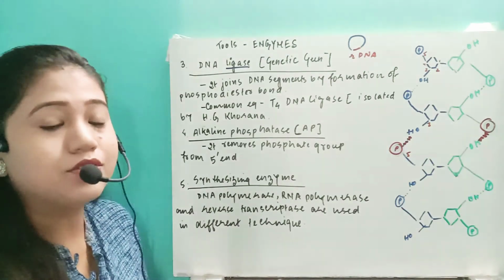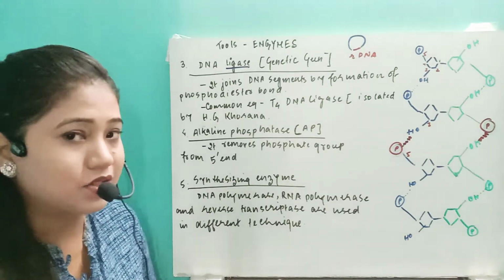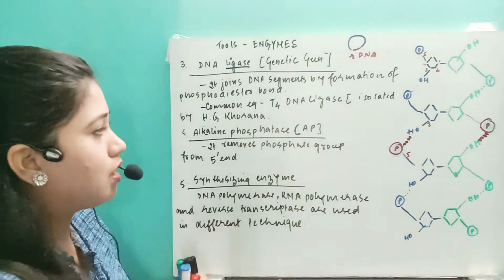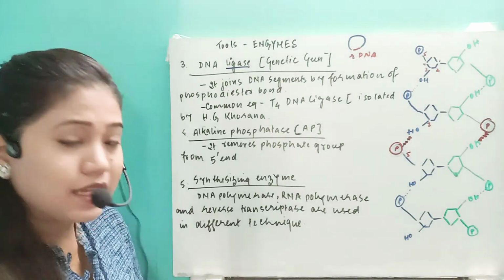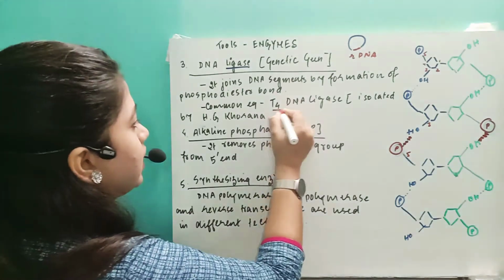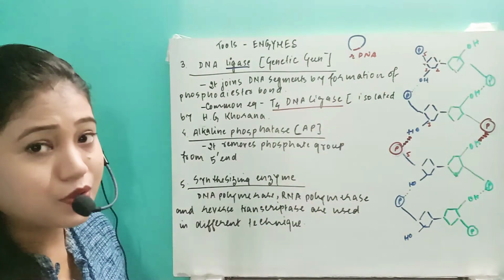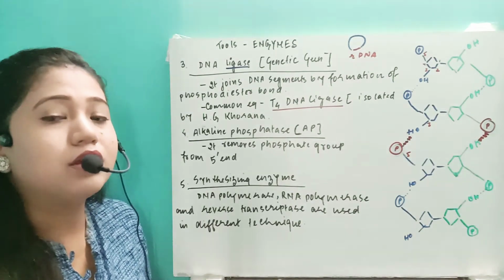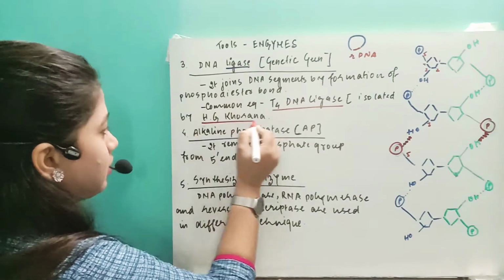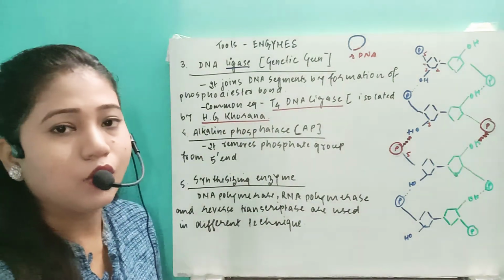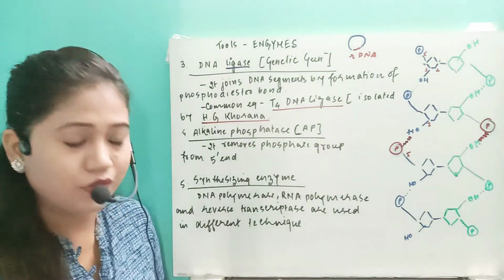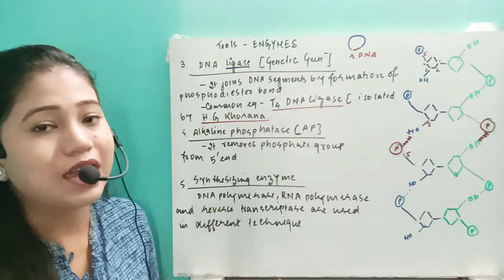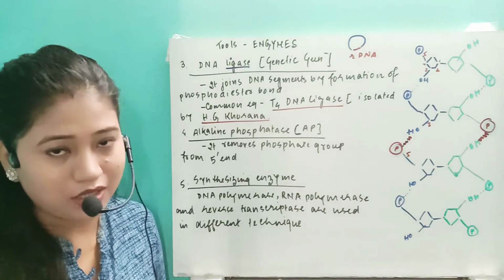The most common DNA ligase is extracted from the T4 organism. T4 DNA ligase is the most common DNA ligase enzyme, isolated by one famous Indian molecular biologist, H.G. Khurana or Hargobind Khurana, who was actually the first scientist to synthesize RNA in laboratory conditions.